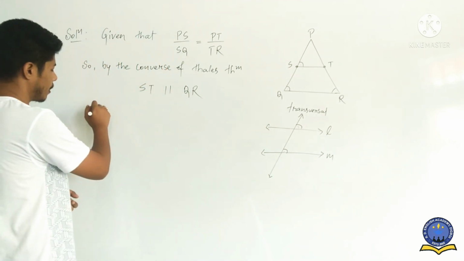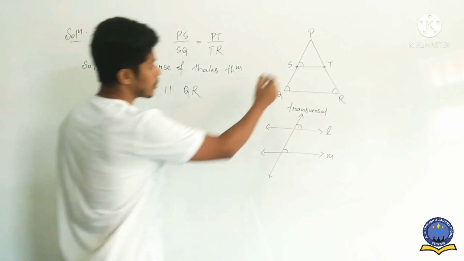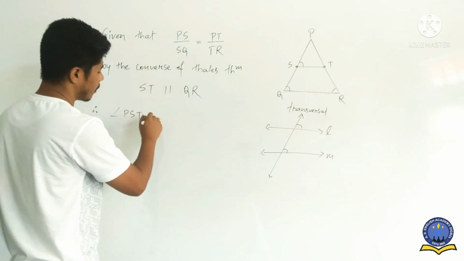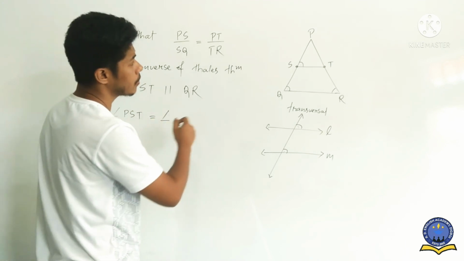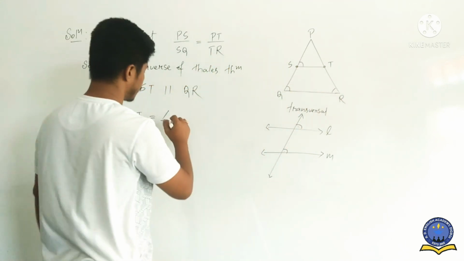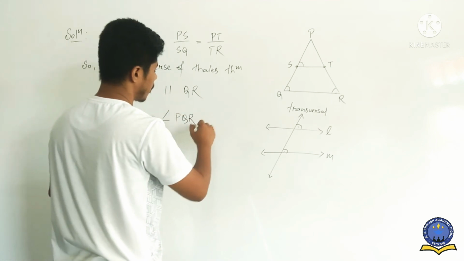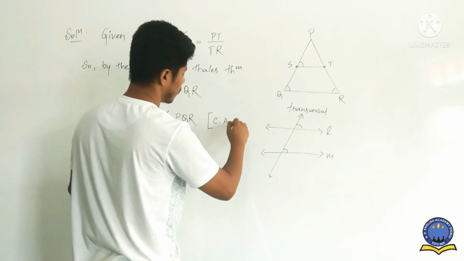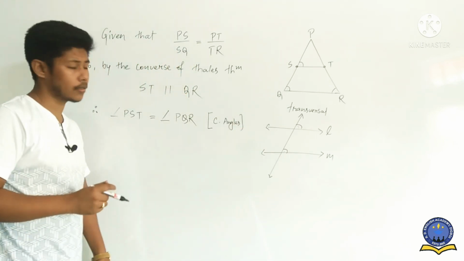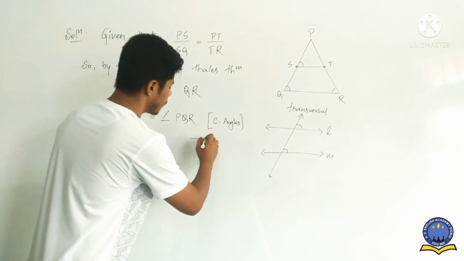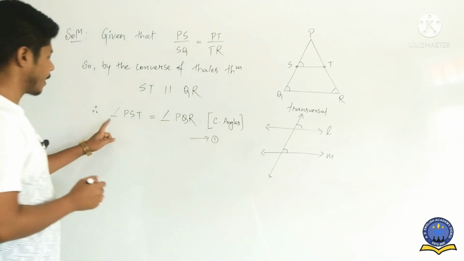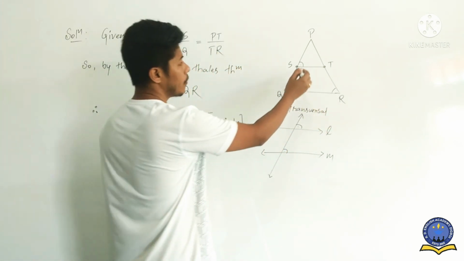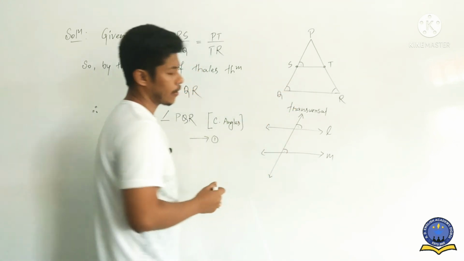Therefore here easily you can write, angle PST is equal to angle PQR. In brackets you have to write corresponding angles. Is it clear? And we put this as equation number 1: angle PST equals angle PQR. All of you understood this one? Since ST is parallel to QR, for that reason these two are corresponding angles.